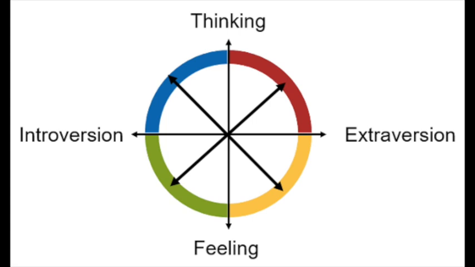Further around, we have earth green. Earth green is a combination of the preference for feeling, so it shares that in common with sunshine yellow. But the preference here is for introversion rather than extroversion. And then we have cool blue, which is a combination, as you can see, of, that's right, thinking and introversion.